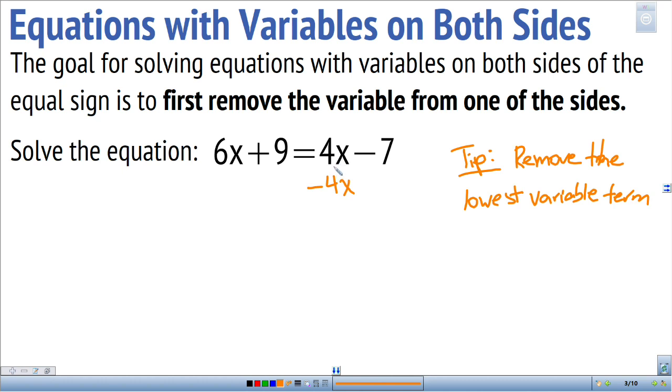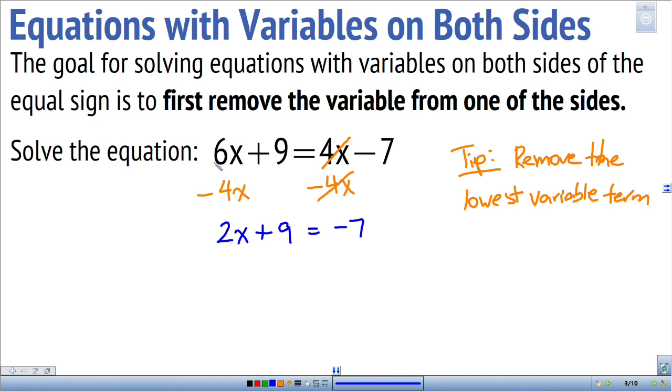Now, just like from the previous questions, if I subtract 4x on one side of this equation, I have to go to the other side of the equation and do the exact same thing, subtract 4x. So the 4x minus 4x, remember that makes a 0, they subtract away. So 6x here, take away 4x, leaves me with 2x. I'm going to write this plus 9 is equal to negative 7.